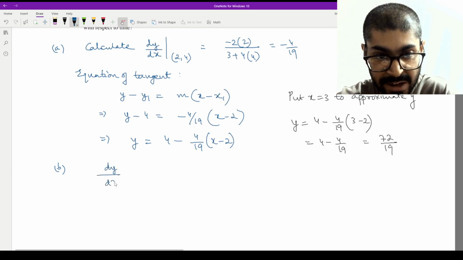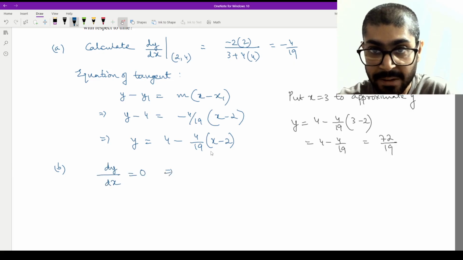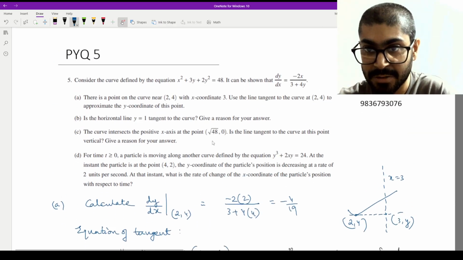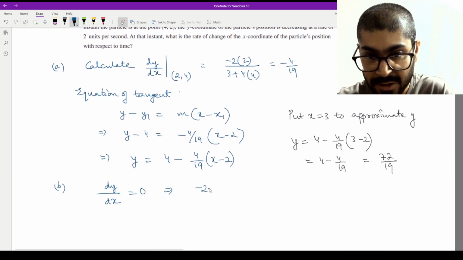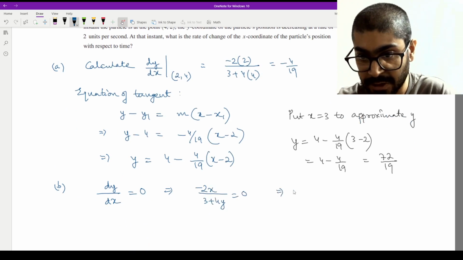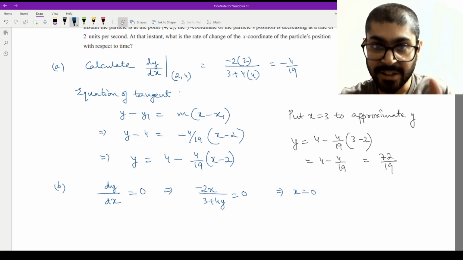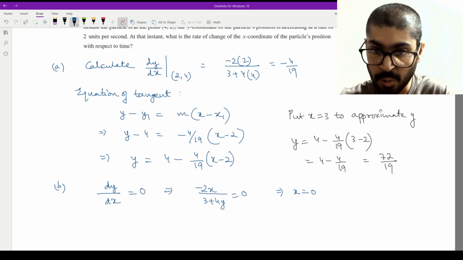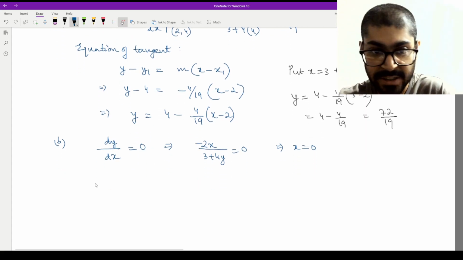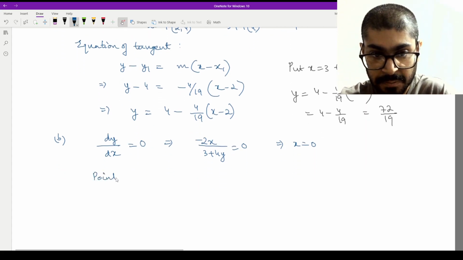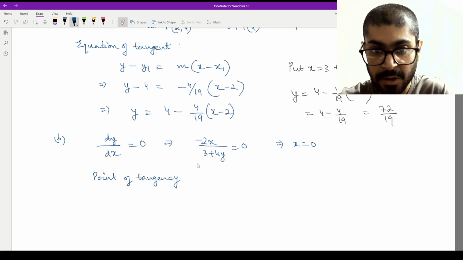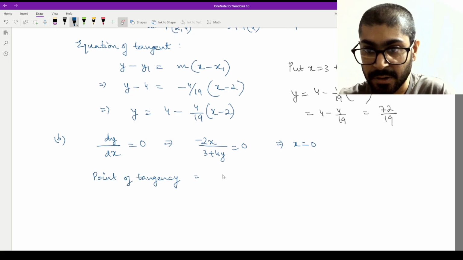So we take derivative equal to 0, which would mean this equation that is given, minus 2x by 3 plus 4y, is equal to 0, which means x equal to 0. So x equal to 0 and the horizontal line that was given is y equals 1. So what would be the point of tangency? This is (0, 1), right?